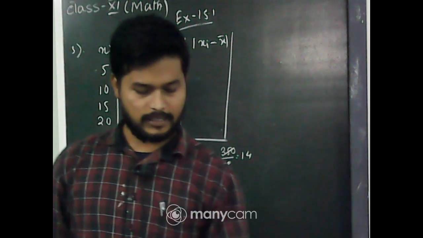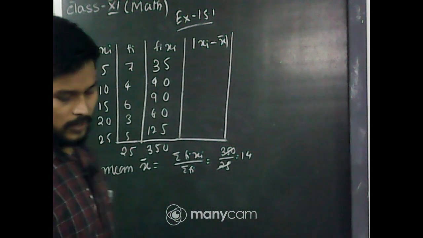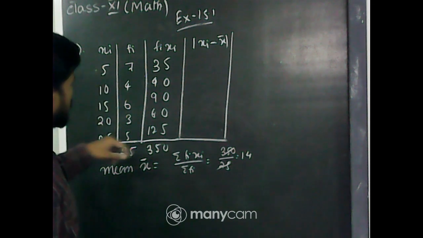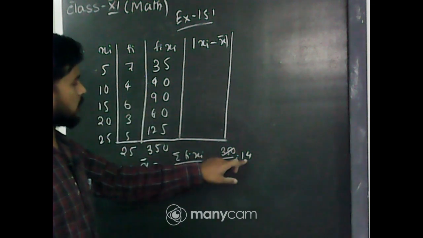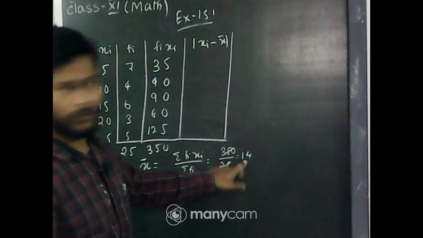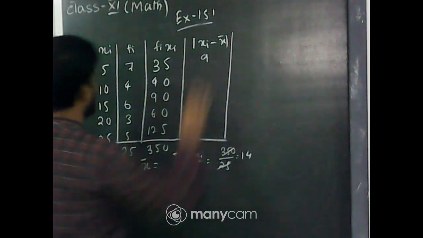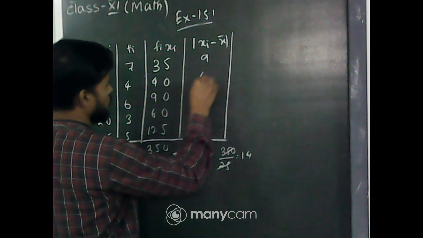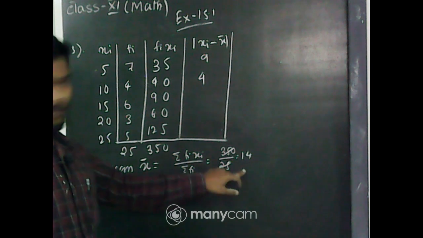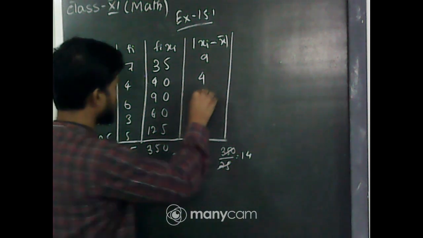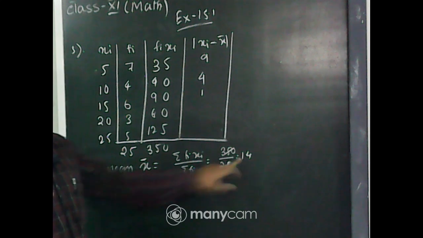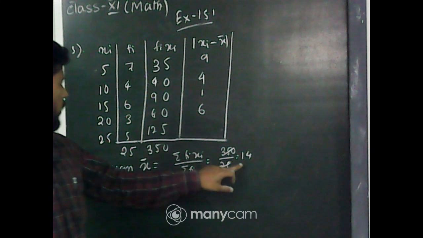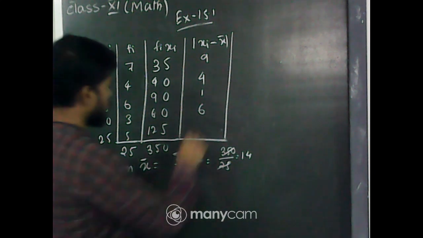Now, subtract this mean from this xi. So, modulus of 5 minus 14 will be equal to 9. Modulus of 10 minus 14 will be equal to 4. Modulus of 15 minus 14 will be equal to 1. Modulus of 20 minus 14 will be equal to 6. Modulus of 25 minus 14, this value will be equal to 11.